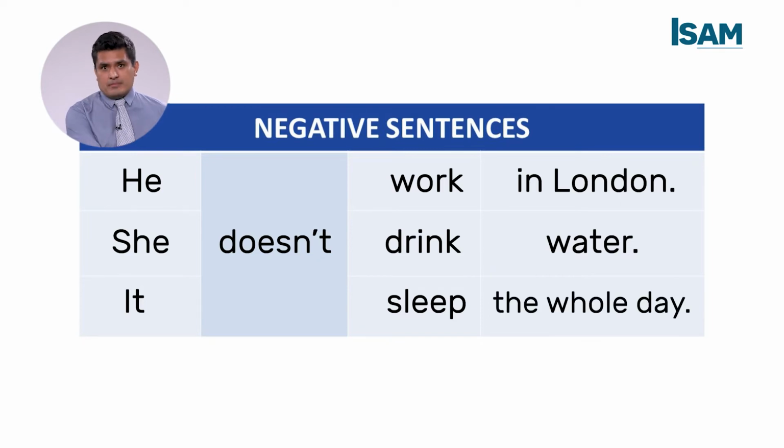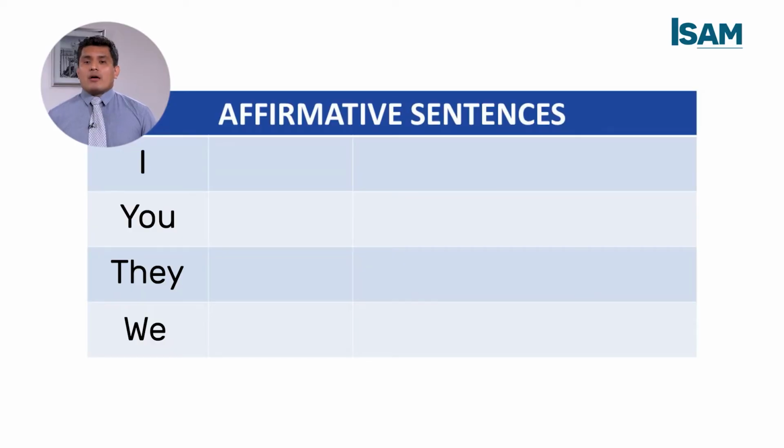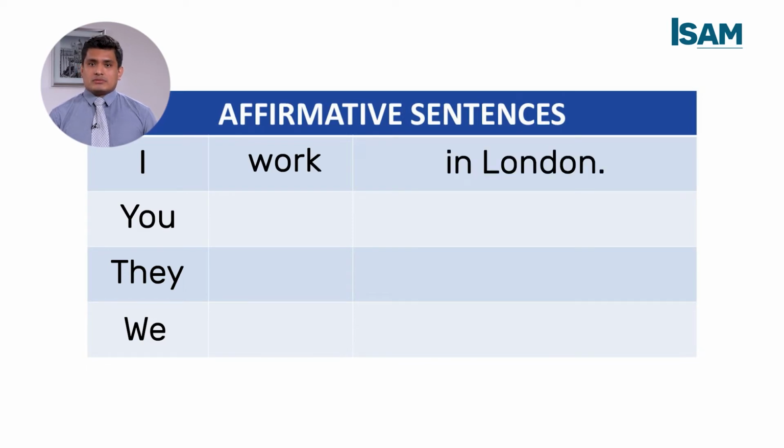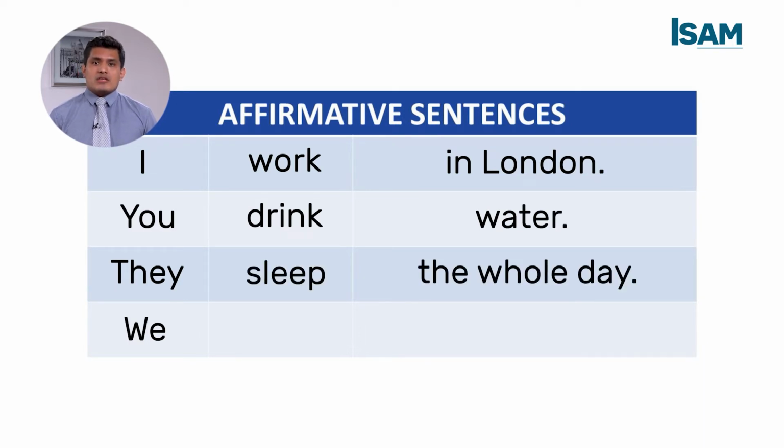But if we use the subject pronouns I, you, they, or we, we are going to use the verb in simple present without any change. For example, I work in London, or you drink water, or they sleep the whole day, or we study English on Friday.